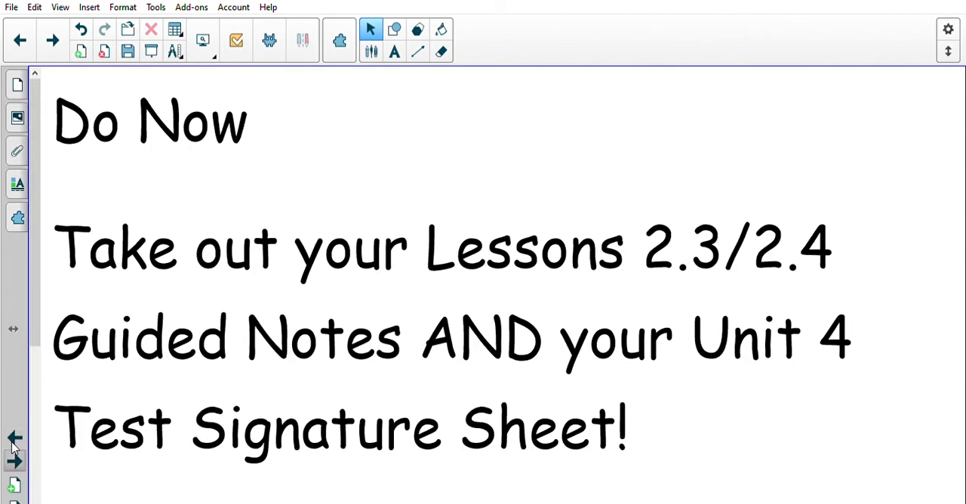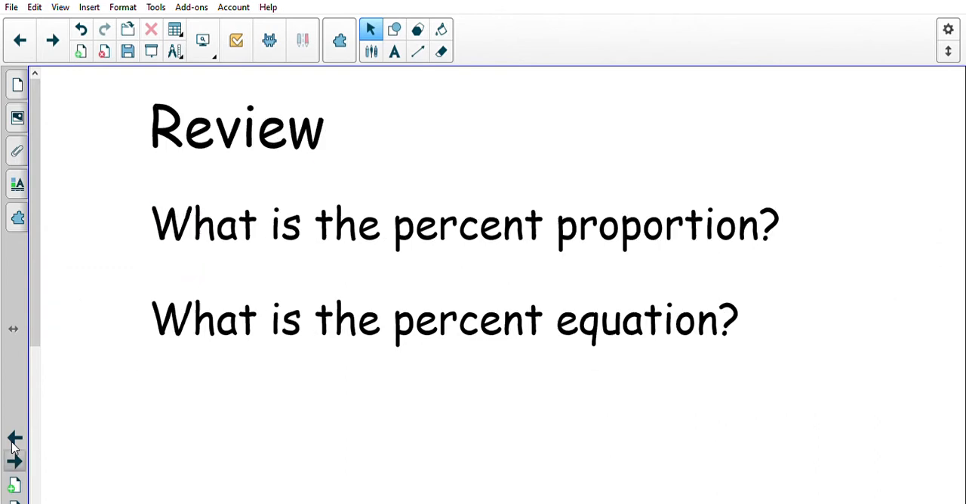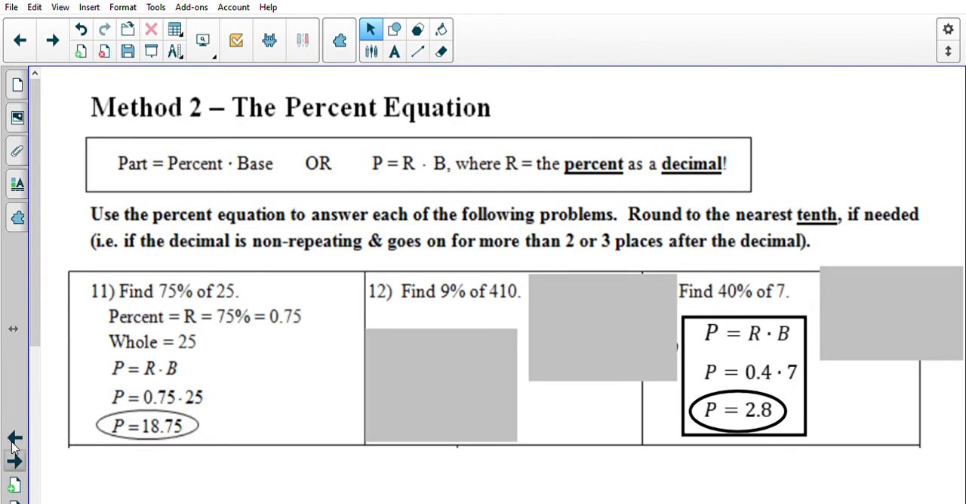All right, let's talk a little bit about the percent equation. So the percent equation is a little different. It's P equals R times B. I'm going to highlight this in yellow. R represents the percent as a decimal in this case. That's going to be really important for us. P still represents the part, B still represents the base.